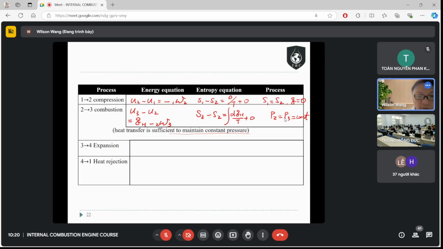Then expansion, U4 minus U3 equals minus the work from 3 to 4. We still have the negative because it's from 3 to 4, so we give the negative term. S4 minus S3 equals the integral of 0 over T, plus 0. We don't have heat transfer, and this is an isentropic process.